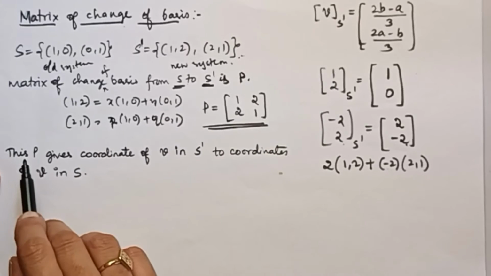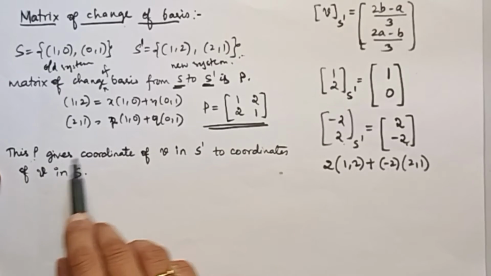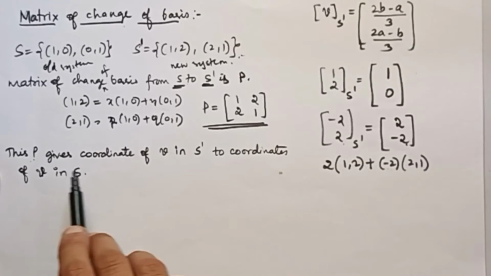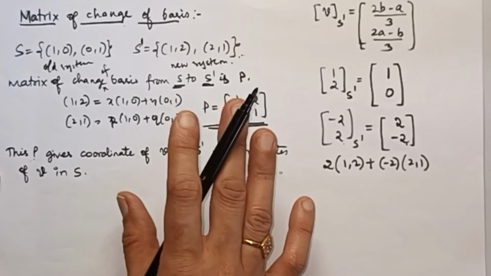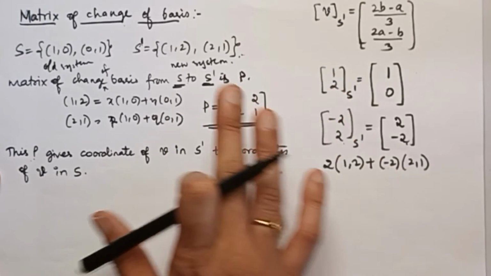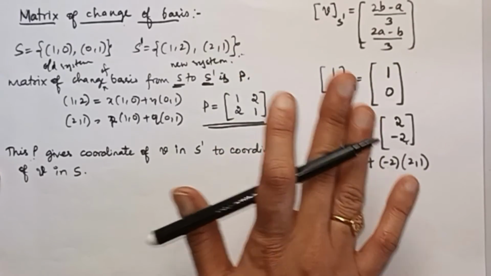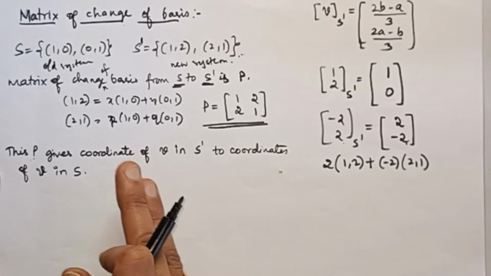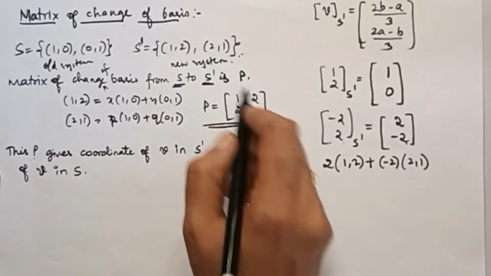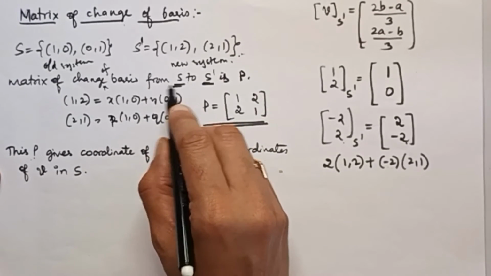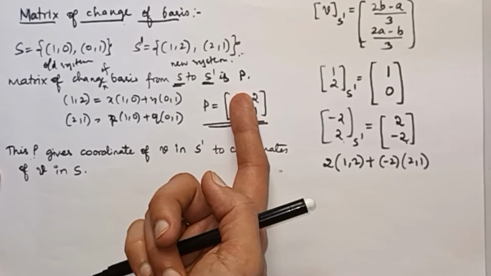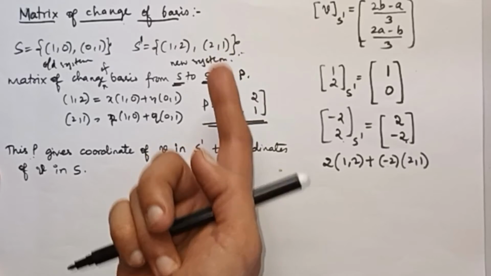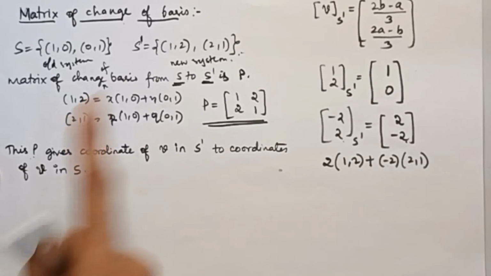Okay, this P you have to remember gives the coordinates of V in S dash to the coordinates of V in S. So if you have a vector V in S dash which has its own representation, its own coordinates, and now you want to calculate what it is called in the old system S, then we have to use P. Though it is from S to S dash, it gives you the coordinates of V in S dash to V in S, the reverse.